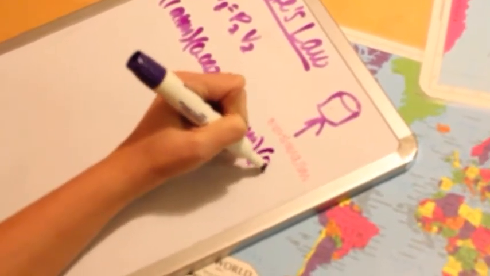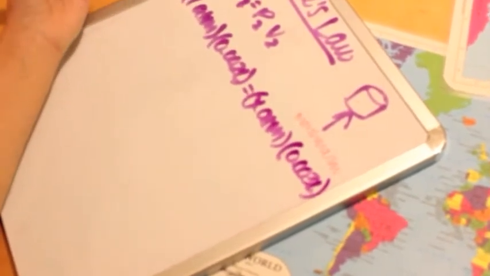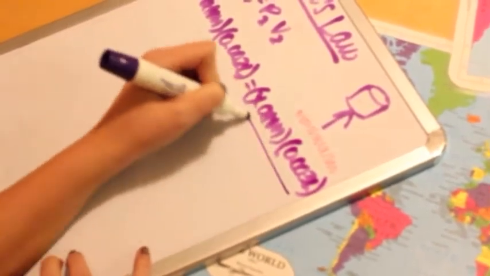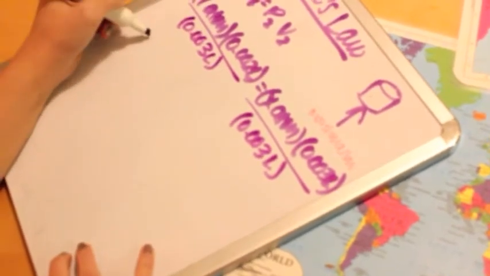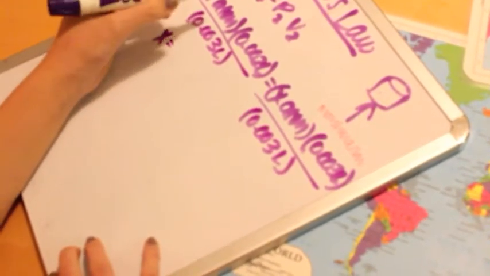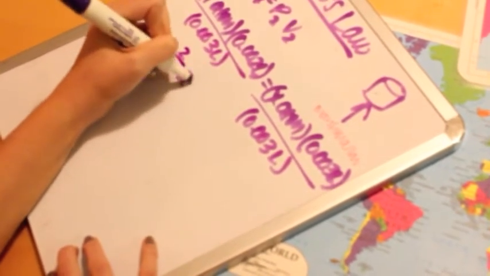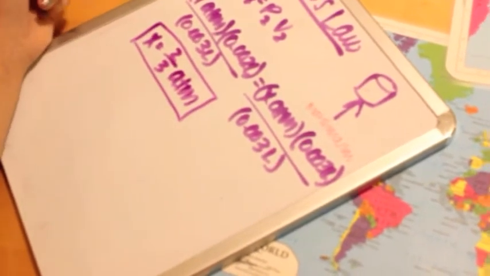And then since it was 3 milliliters, that's 0.003 liters for when we actually pulled out the syringe. So to solve for the variable, we divide by 0.003 liters on both sides. And then that gives us our ratio of 2/3 atmospheres for the pressure that was inside when we pulled the syringe out.